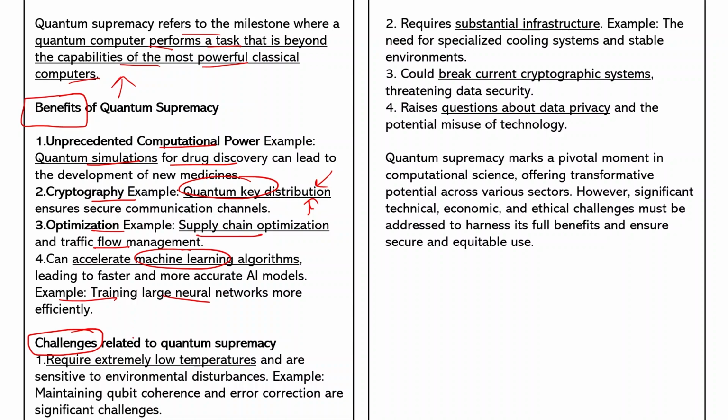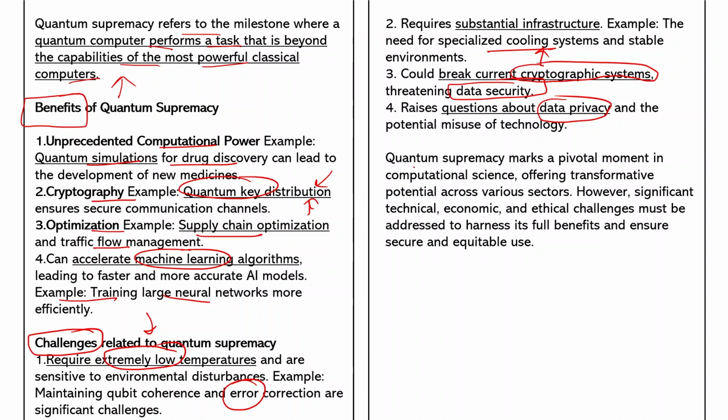All right. Then there will be some challenges, which is that you need extremely low temperatures, so you need infrastructure for that, right? There is a lot of error. The error rates are very high in quantum computers, so you need to be dealing with that, right? Then you need substantial cooling systems, like we discussed. Then these quantum computers could be breaking cryptographic systems, so the current encryption techniques might not be enough, so your data security will be threatened, your data privacy will be threatened, right?